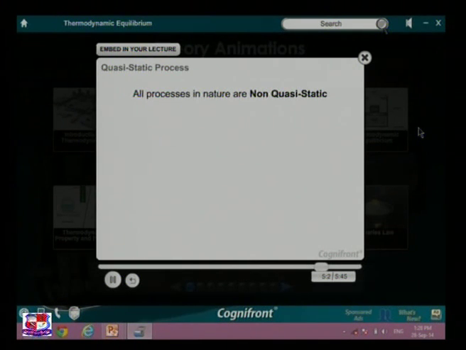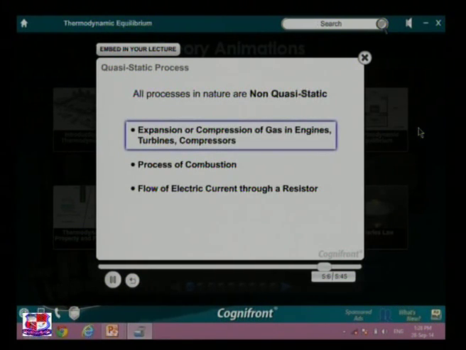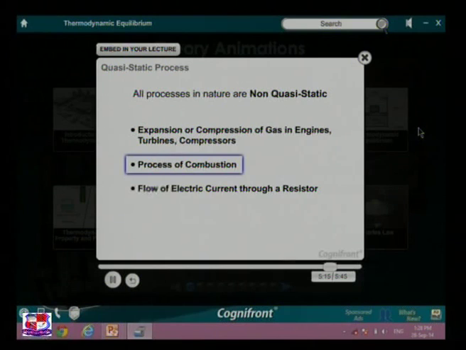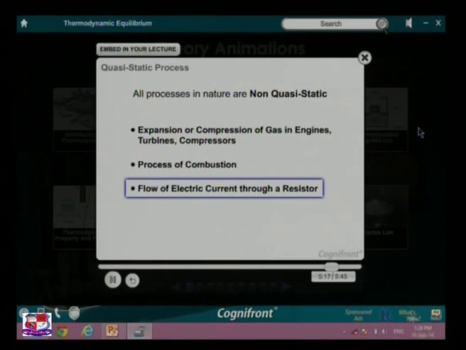All processes in nature are non-quasi-static. For example, expansion or compression of gas in engines, turbines, compressors, etc. Process of combustion, flow of electric current through a resistor, etc.